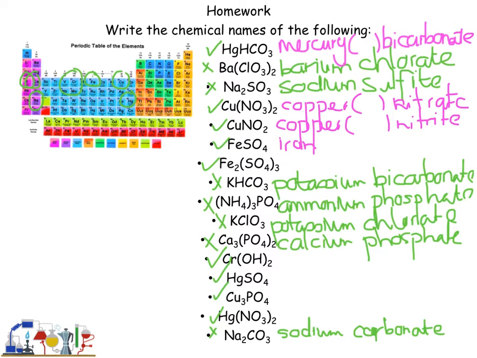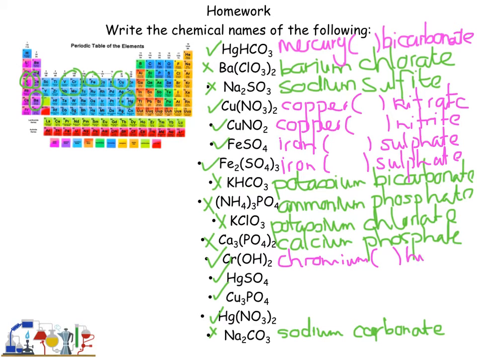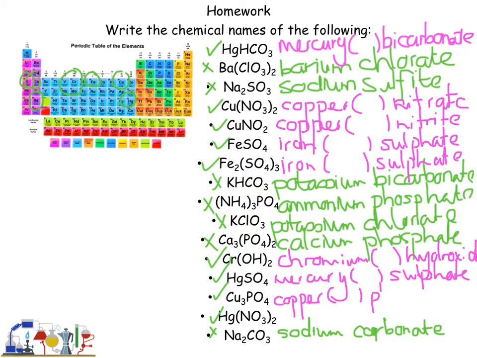Iron, sulfate. And here again it's iron sulfate, but we probably have a different stock notation. Then we've got chromium hydroxide. Mercury sulfate. Copper phosphate. And mercury nitrate.